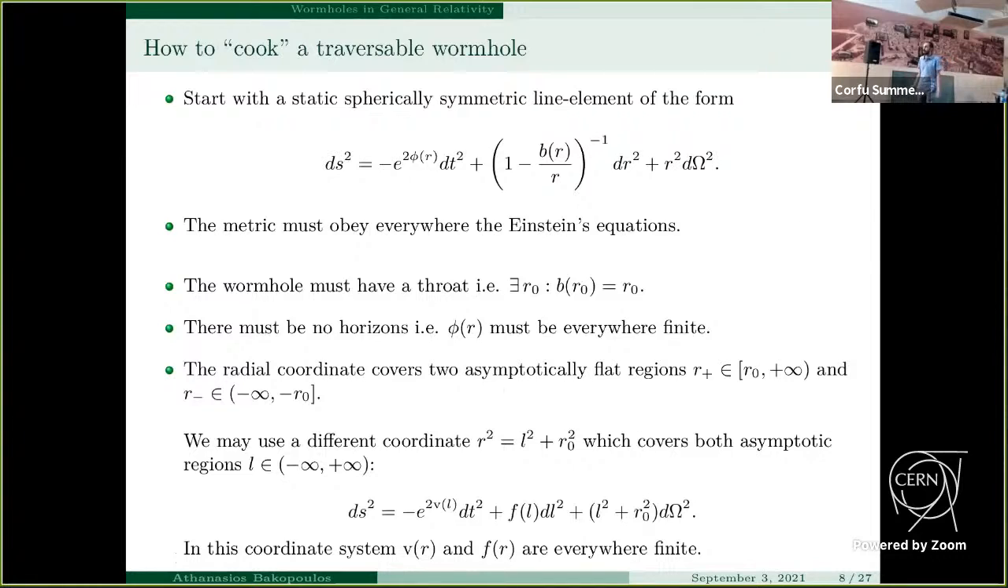But how can we construct these solutions? We start with a metric like this one, a spherically symmetric line element, which should obey the Einstein equations everywhere.